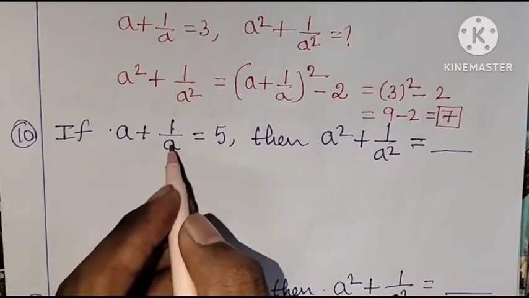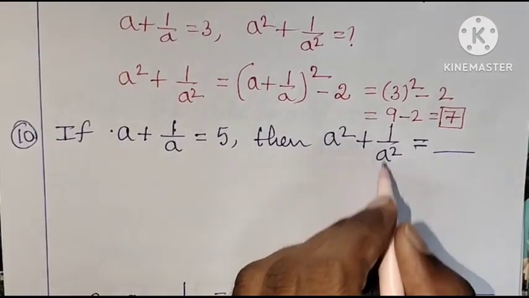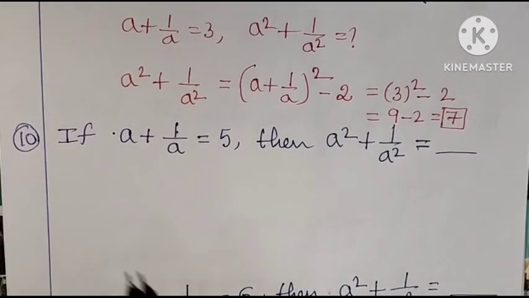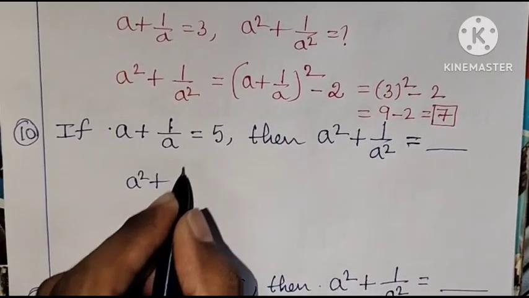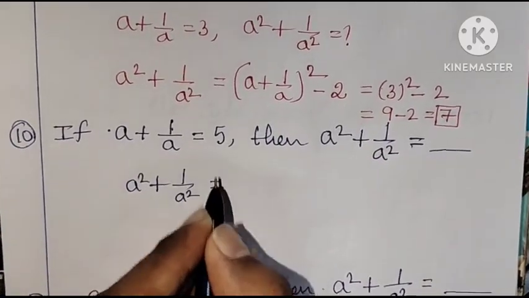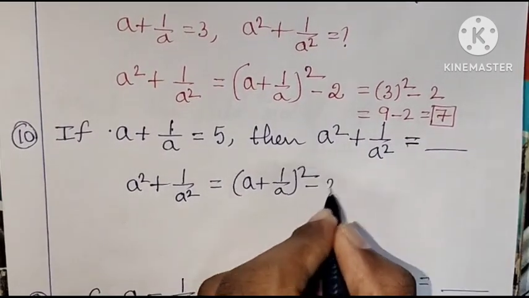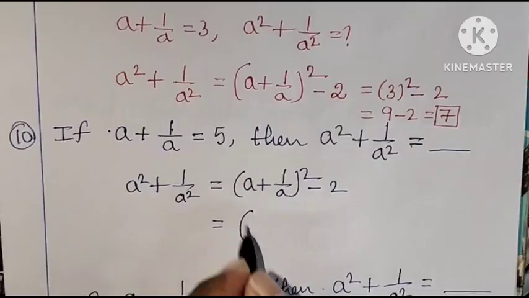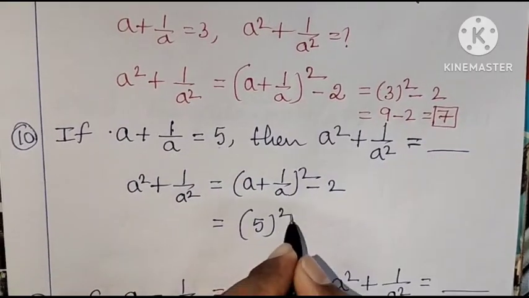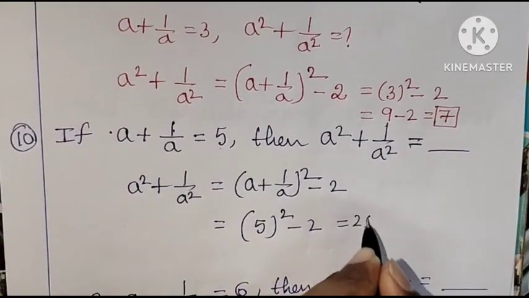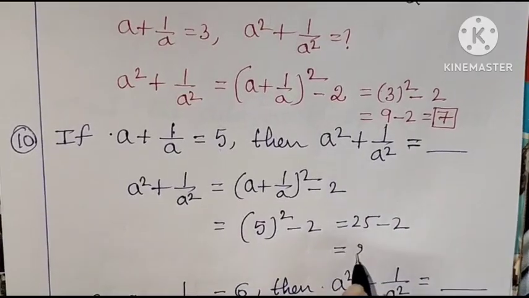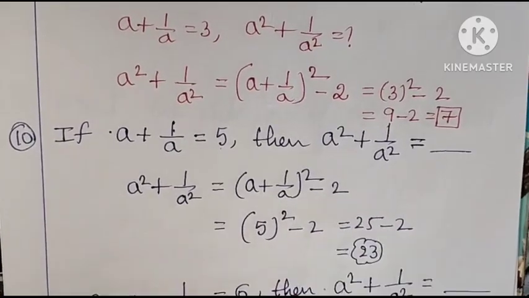So similarly, if a plus 1 by a is 5, then a square plus 1 by a square is. Same question. So a square plus 1 by a square is equal to, formula is what? A plus 1 by a whole square minus 2. A plus 1 by a, 5. 5 square minus 2. 5 square value 25. 25 minus 2, 23. Okay.